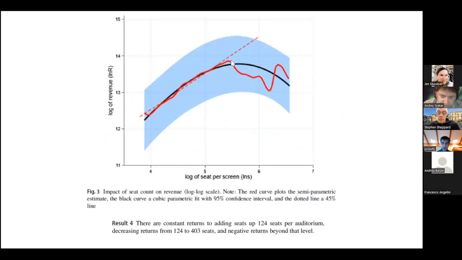This decreasing part was a bit of a pain, right? Because it's hard to think of any reasonable hypothesis under which the revenue would be decreasing. So it's either some kind of unobserved characteristics in these theaters in that range, maybe they are larger, right? But there's also something about these theaters that they have lower revenue.